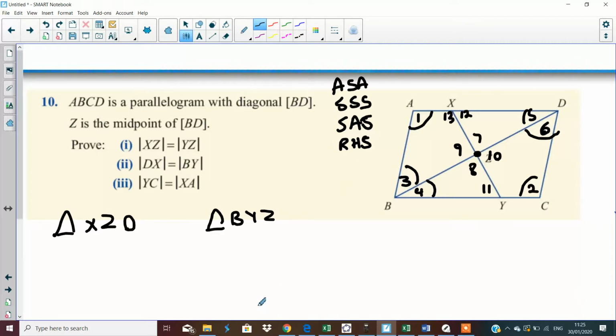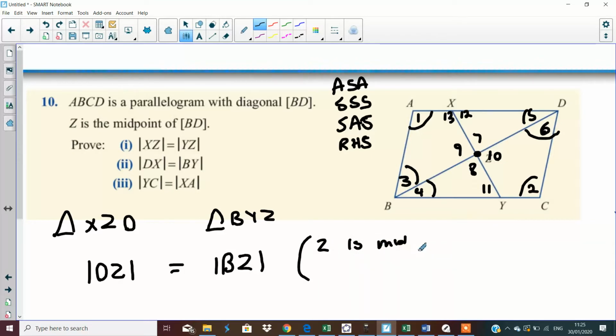Now, let's start off with the obvious. I would say that Z is the midpoint of BD. That to me means that D to Z is the same as what? D to Z is the same thing as B to Z. Why? Z is the midpoint of BD. Am I with you? Are you with me so far? Yeah. Okay, you'd want to be.